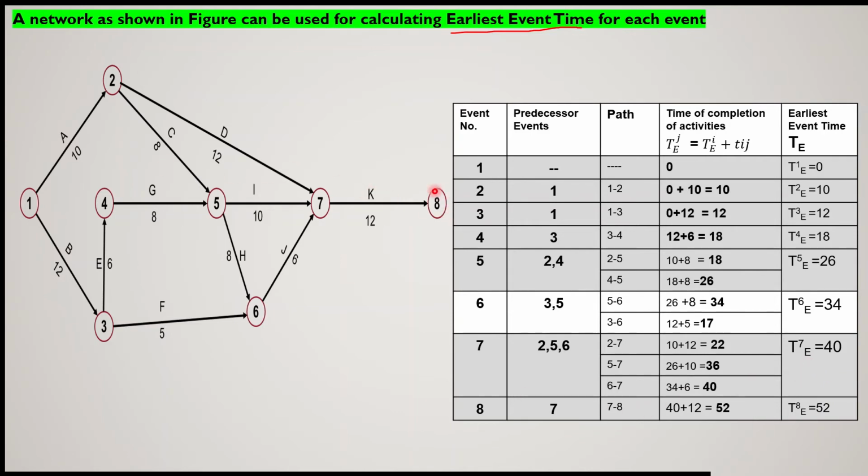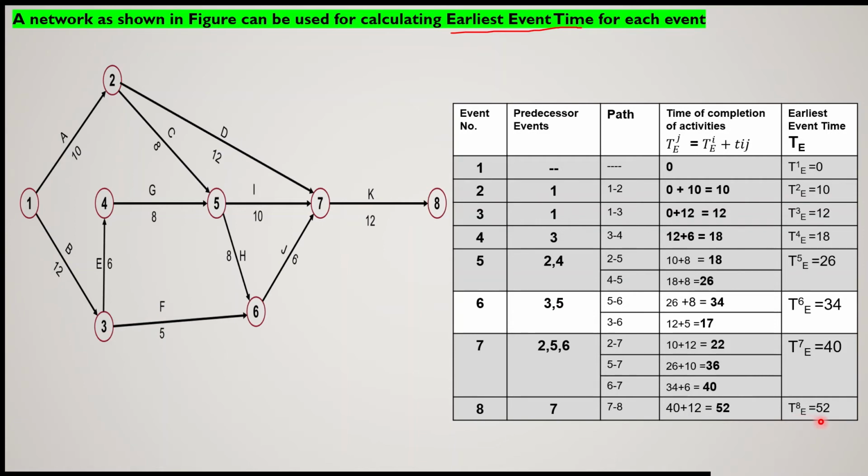Now the last or end event, that is event number 8. Event number 8 will have only one predecessor event, event number 7, and only one activity, 7-8. We have already calculated T7, that is 40, and 40 plus 12 is 52. 12 is the activity time of activity 7-8.